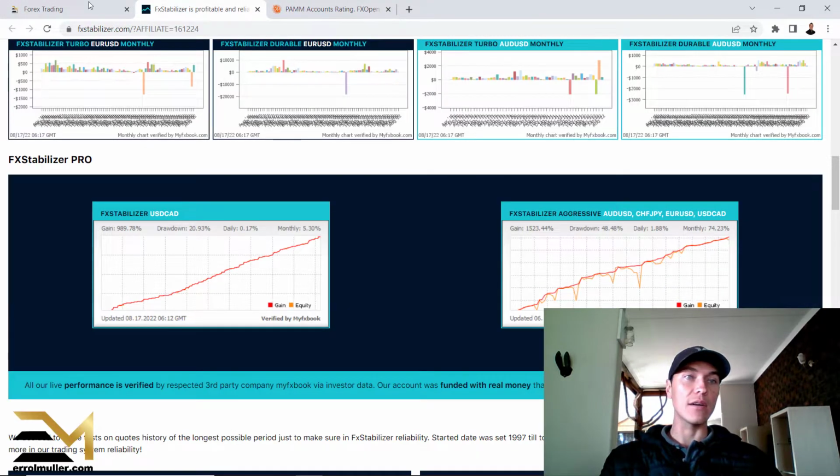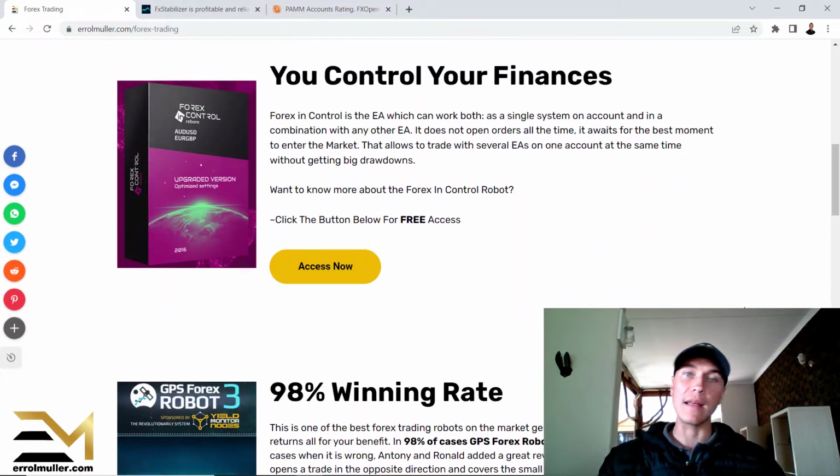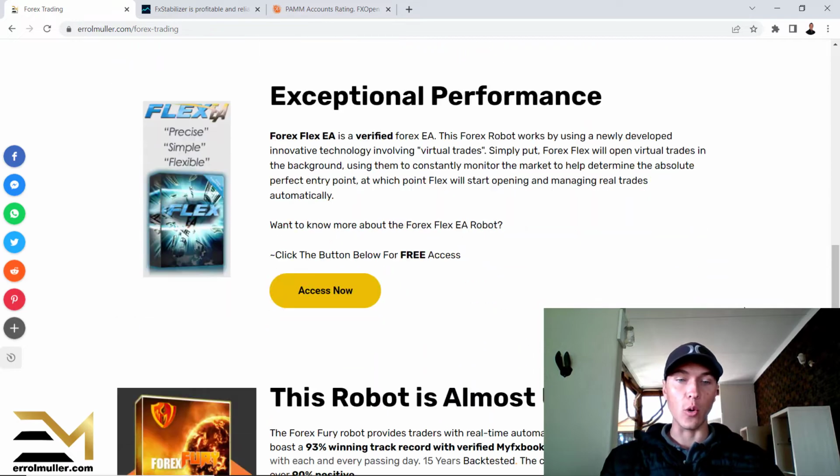You can head over and click on all of these Forex trading robots. There is no rank. The one is not better compared to the other one. I'm just sharing all of them with you.